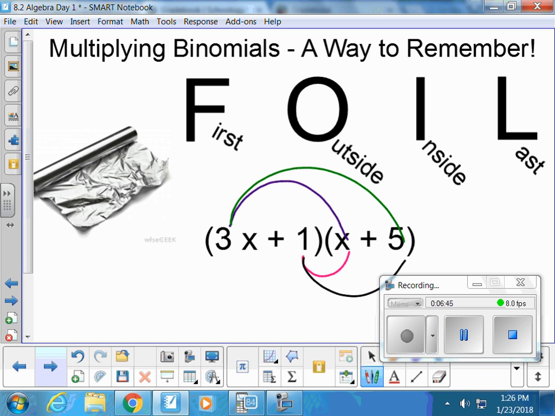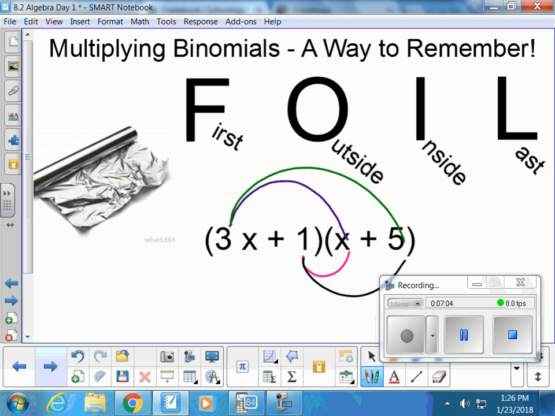So if the thought of drawing that many rainbows drives you a little bonkers, just stick with the box method. It would organize your work very well. But if you love the rainbow method, you can use it. So it's totally up to you what method you use on the homework tonight, okay? Boxes or rainbows, foiling.